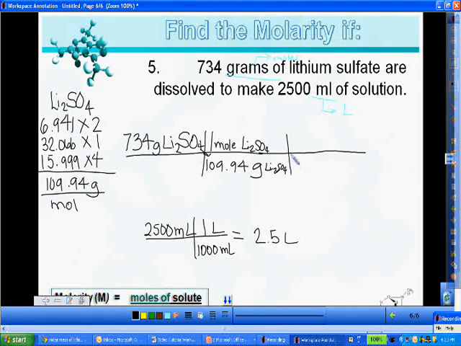Then we can plug this in. Moles divided by 2.5 liters. So our molarity is 2.67. We have a 2.67 molar solution of lithium sulfate.